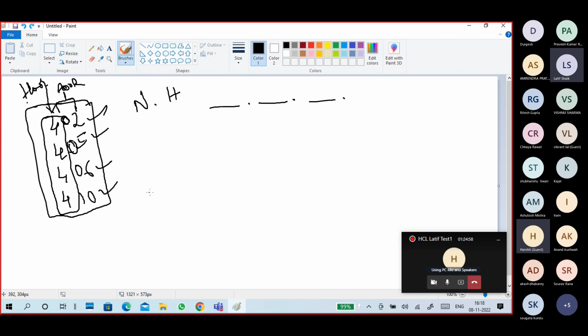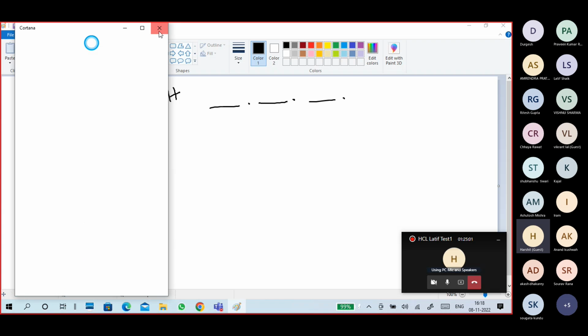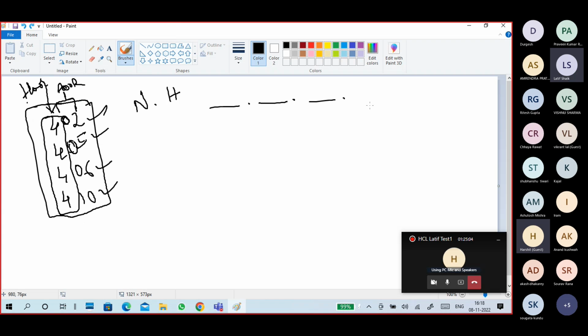Whatever it is, guys, the point is: enter your IP address, the four parts. Your IP address is divided, based on the classes, into a network portion and a host portion. The first example I'm taking is a class C type of IP address.